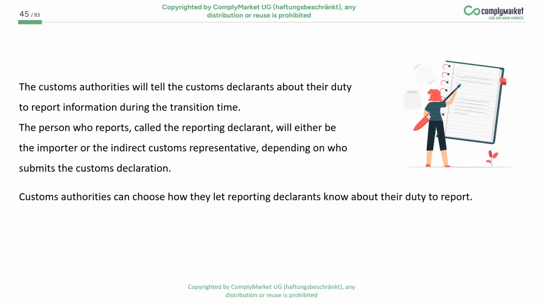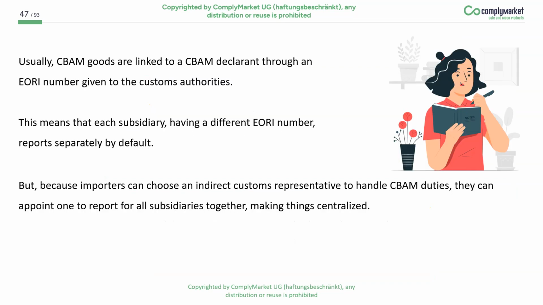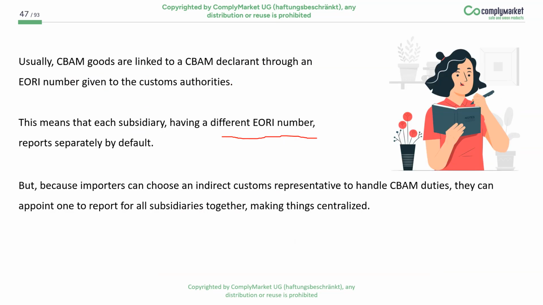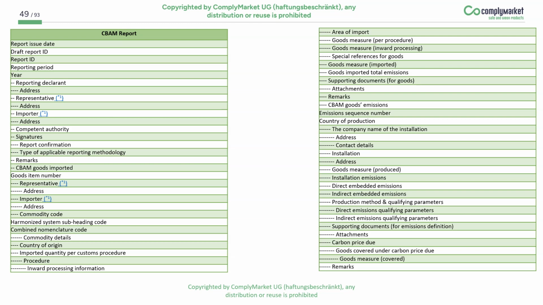Who should report? Usually the importer, or you may have indirect customs representatives doing that for you. And usually each subsidiary has an EORI number, and if doing for many, then we have the indirect customs representatives. Report structure will be like that. That's the general structure of it.